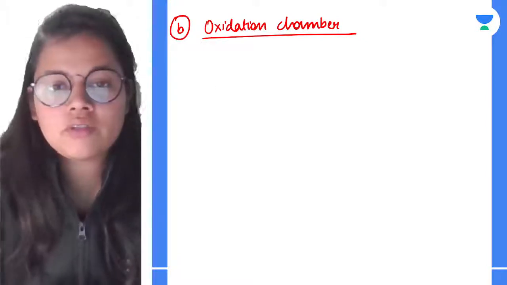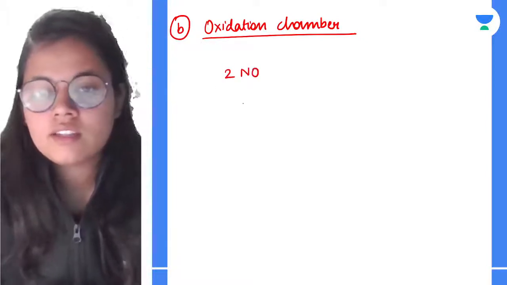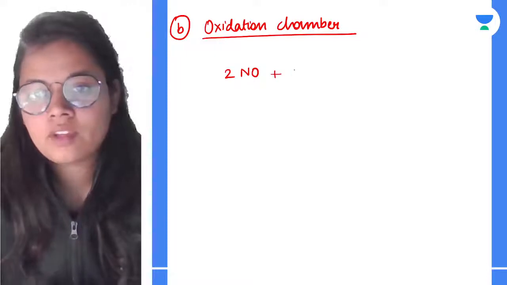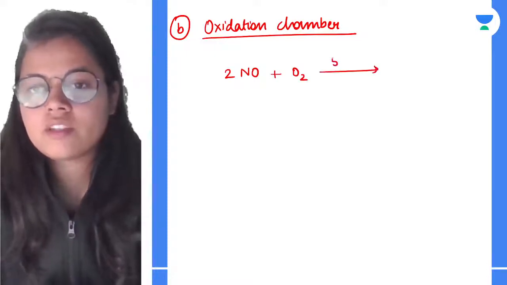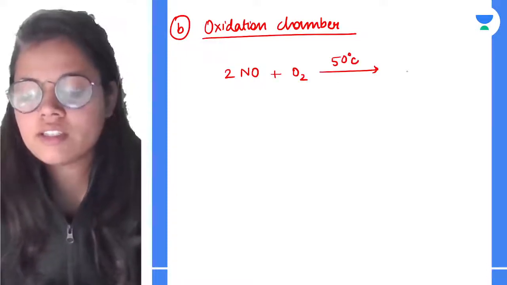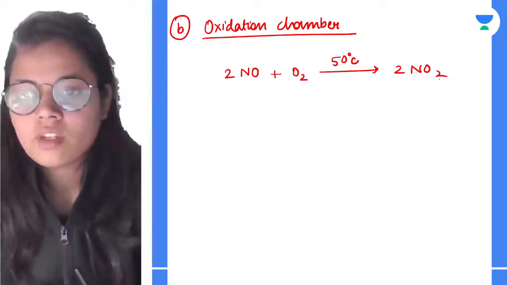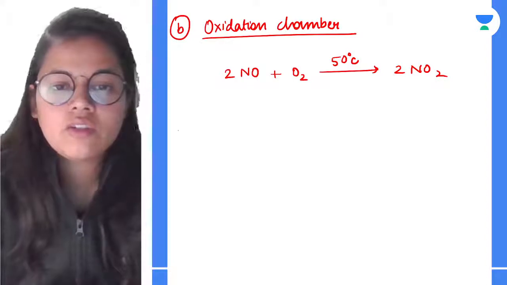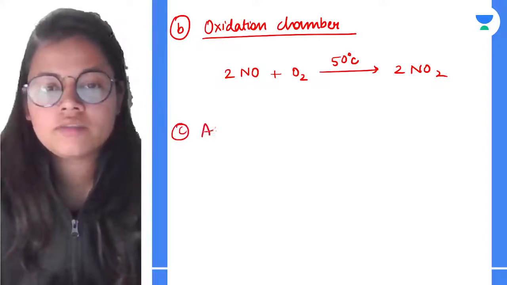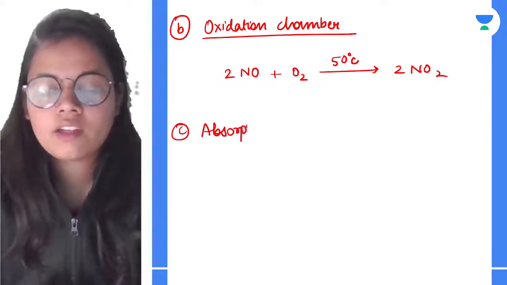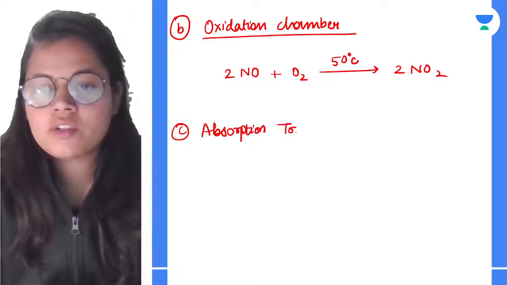So what happens over here? This is nitric oxide. Oxidation happens, temperature is maintained at 50 degrees Celsius, and we get NO2. After this it goes into the absorption chamber.